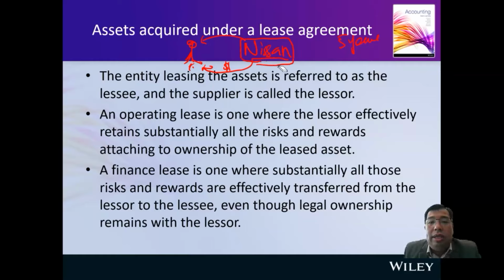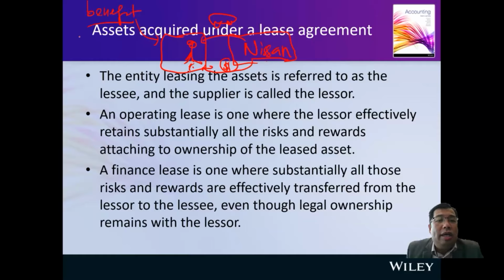So I need to ask Nissan to pay me some advertising cost here. So Nissan will give you the car, and you're going to give them the money. In terms of ownership, the car is still owned by Nissan, but you enjoy the benefits. What I call here is the right to use. You can put this in your assets, and then you also have your lease liability.